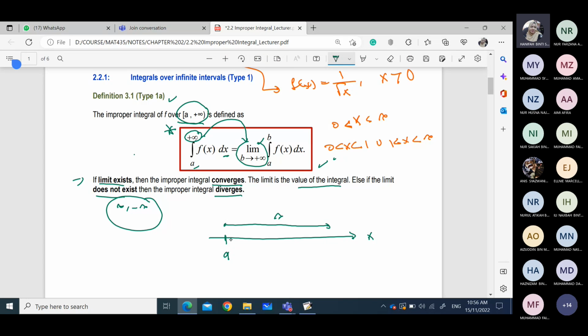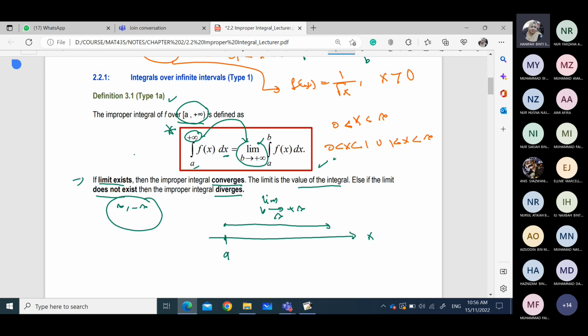Okay, so that is why we take the limit, which is the limit as b approaches positive infinity. So b represents x. It represents the values of x. So it means here the values of x are approaching infinity. So we put b here, an unknown b. Alright. Okay, that is the first. That is how we solve the problem involving improper integral.